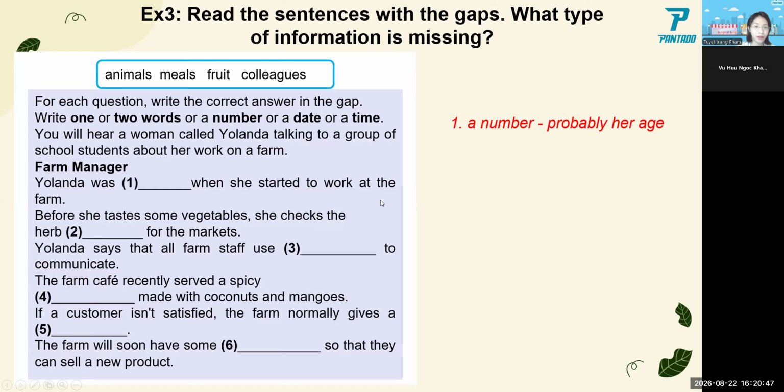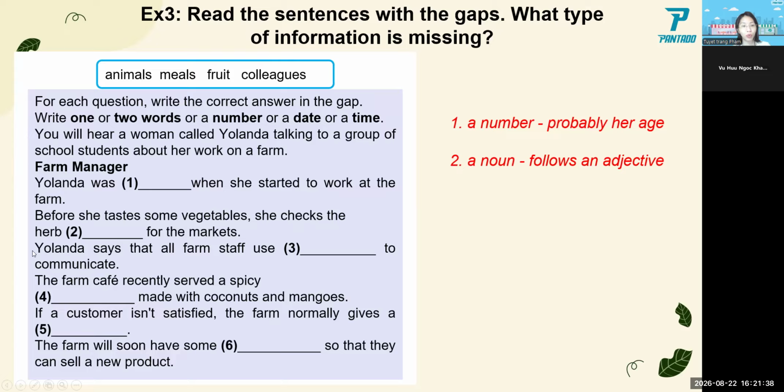How about number 2? Okay. Before she's Yolanda was when she started to work at the farm. Before she tasted some vegetables, she checked the herbs for the market. How about number 2? What type of information do we need to hear? Now, maybe the quality. A noun followed by an adjective.